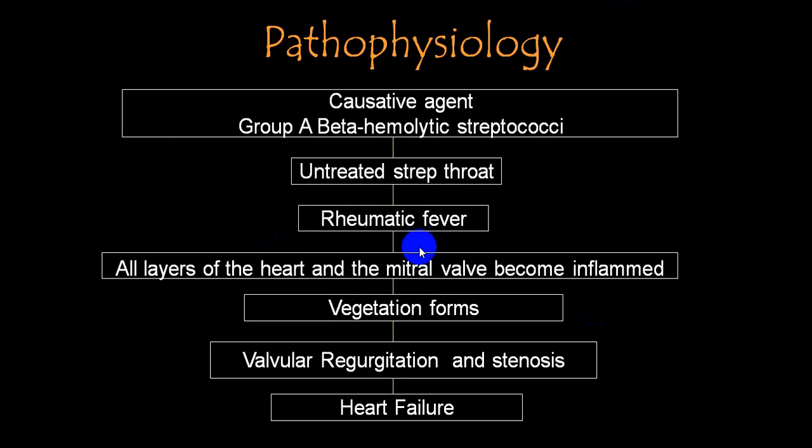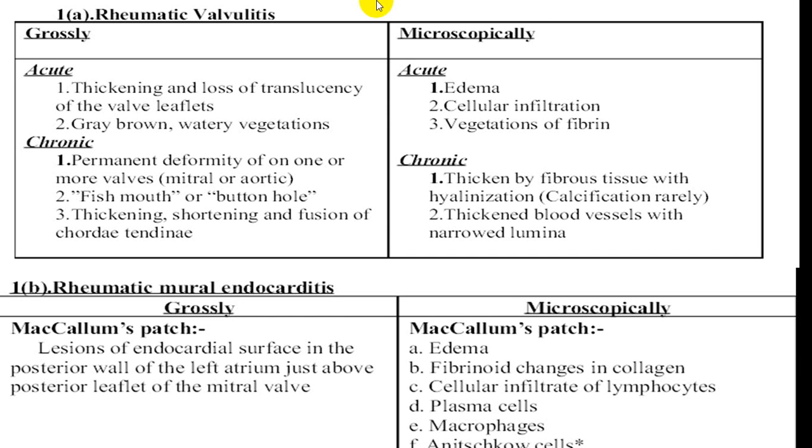So following a rheumatic fever, you get involvement of all the layers of the heart. The mitral valve is most commonly inflamed, and you can have MR or MS, and it can end up in heart failure. These are what we call histopathological changes, which are gross changes and microscopic. If you are interested, you can go through them at your leisure time.